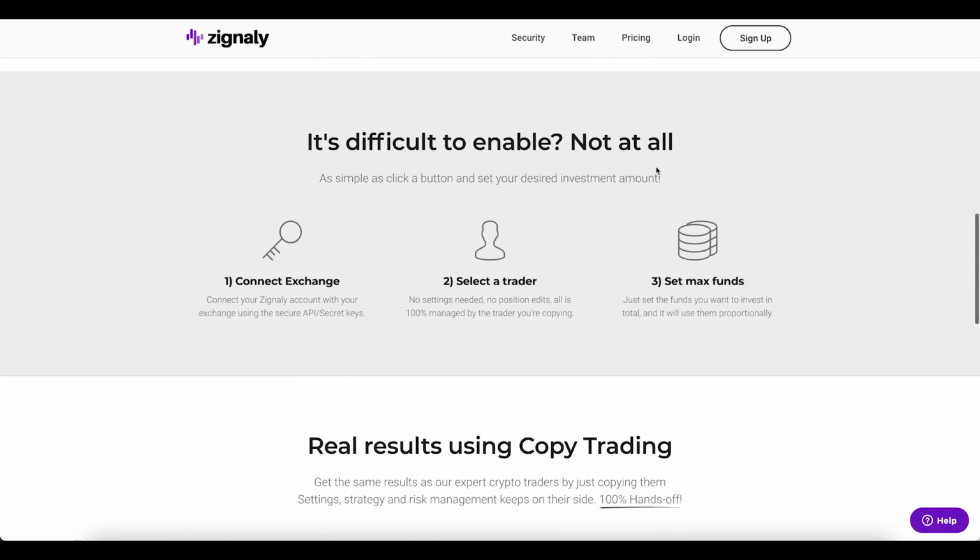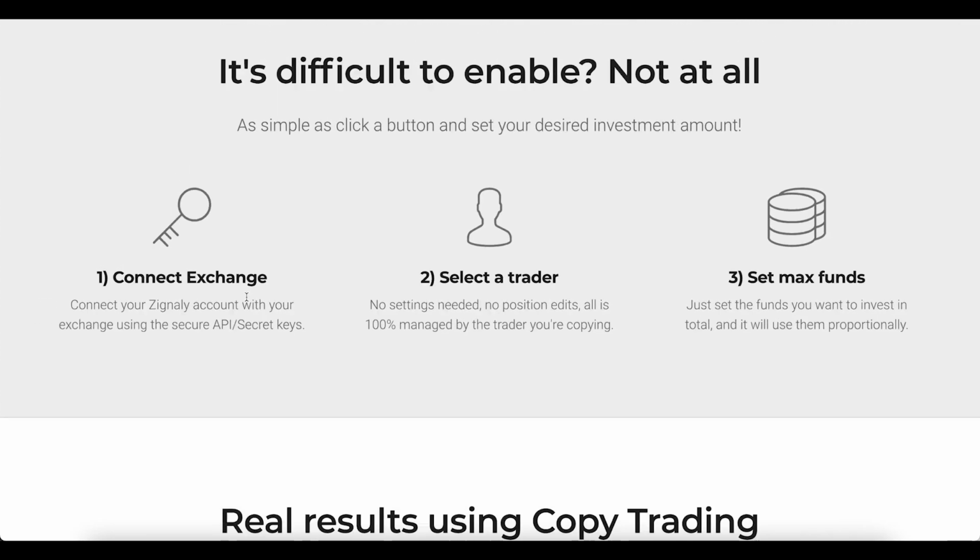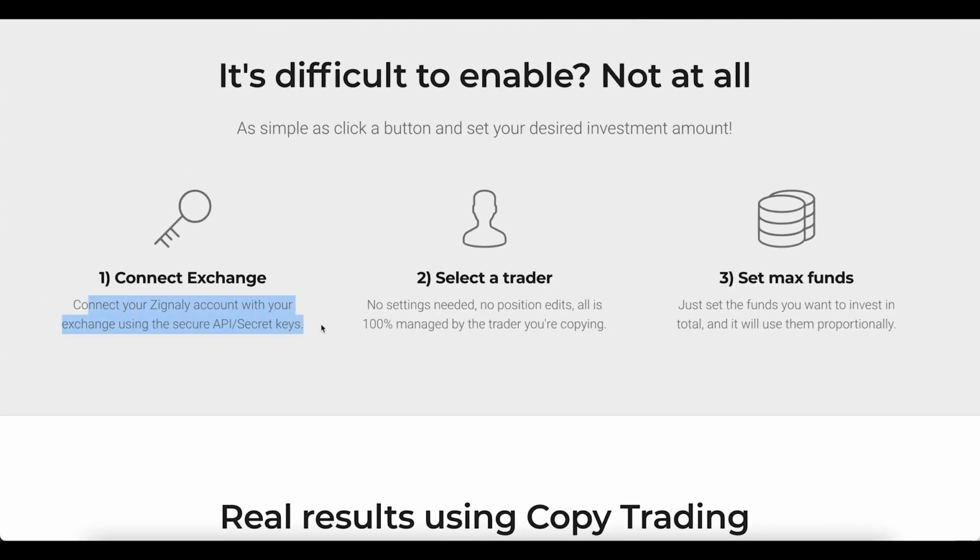Okay, so is it difficult to enable? No, not at all. It's as simple as a click of a button and setting your desired investment amount. Okay, there are three simple steps. Connect your exchange, for example your Binance, simple example here, and connect your Zignaly account with your exchange using the secure API secret keys. Well, there should be a detailed tutorial about it. Maybe we're going to get some other video down the road on how to do that. No settings needed, no position edits, all is 100% managed by the trader you're copying.